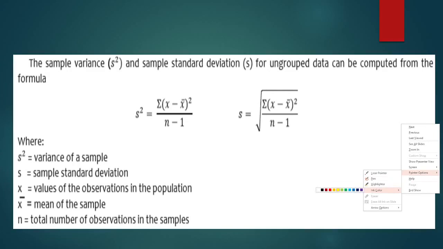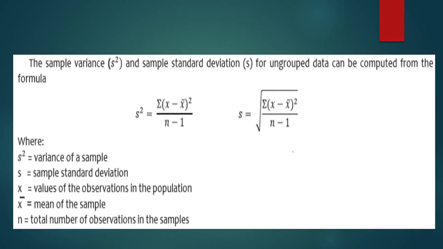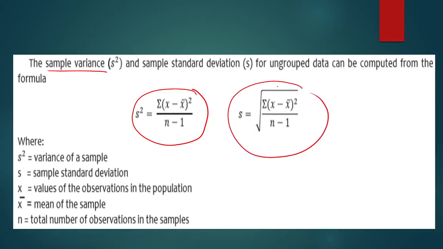Now, let's examine the formula first. This is the formula for the variance over here, and this one is the formula for the standard deviation. These two formulas are simply connected. Look at this one. It's simply what's inside the radical sign. So you need to solve the variance first, after which, take the square root of the variance. That is now the standard deviation.